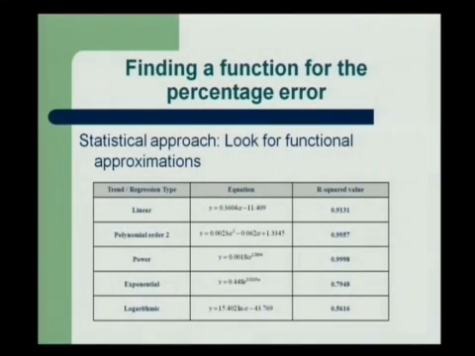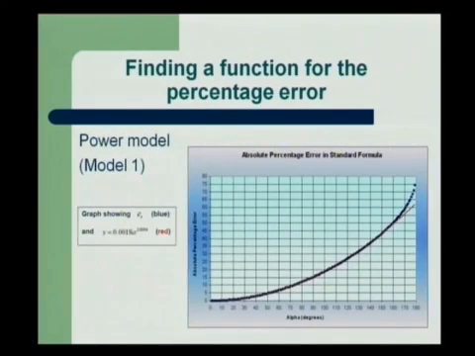5 regression types were compared by examining the R-squared value, as well as plotting the graphs. The power model, y equals 0.0018 multiplied by alpha to the power of 2.0094, was found to be an excellent approximation for almost all values of alpha, as can be seen.